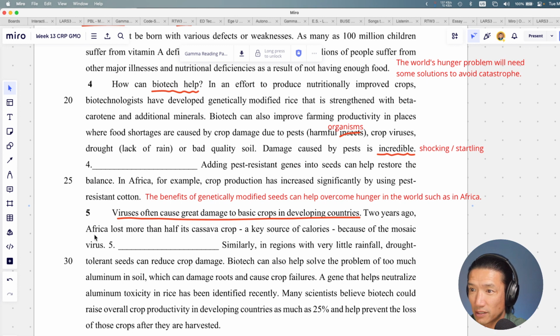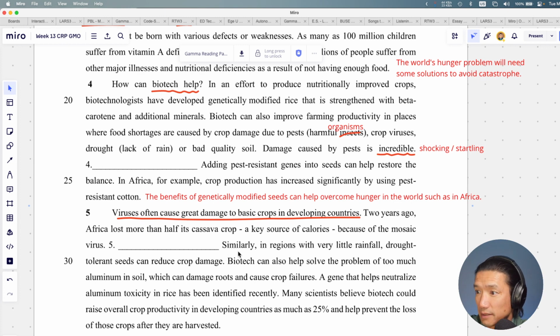Viruses often cause great damages to basic crops in developing countries. Two years ago, Africa lost more than half its cassava crop, a key source of calories. It's kind of like a potato. It's something they mash and make into kind of like mashed potato. It's the staple food. Some countries have rice, others have wheat and bread, bulgur, they have cassava there because of the mosaic virus. That's the name of the virus. Cool.